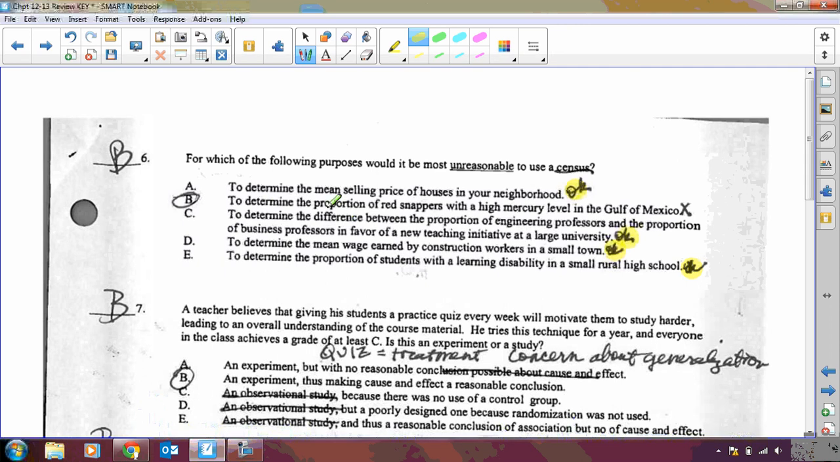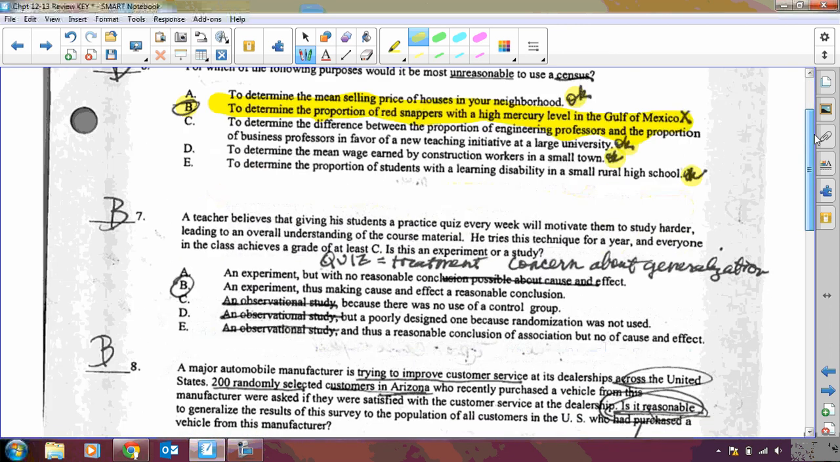But as you can probably tell, getting the proportion of red snappers with high mercury level in the Gulf of Mexico, in order to do a census, you would have to get all of the red snappers, and that is not reasonable for a census whatsoever. So B is definitely the one that's not reasonable.